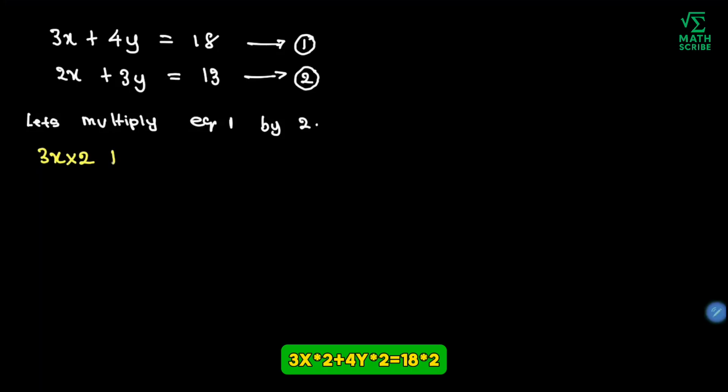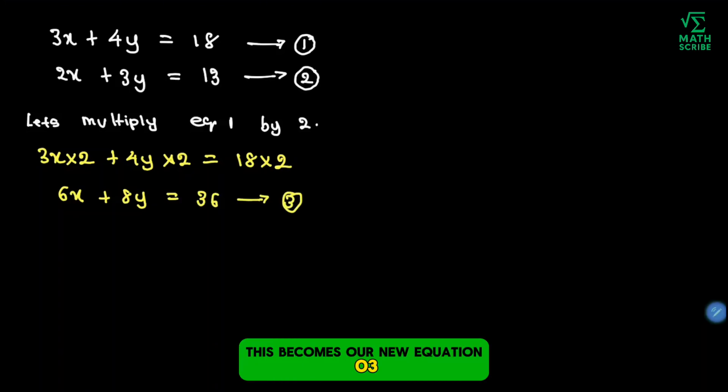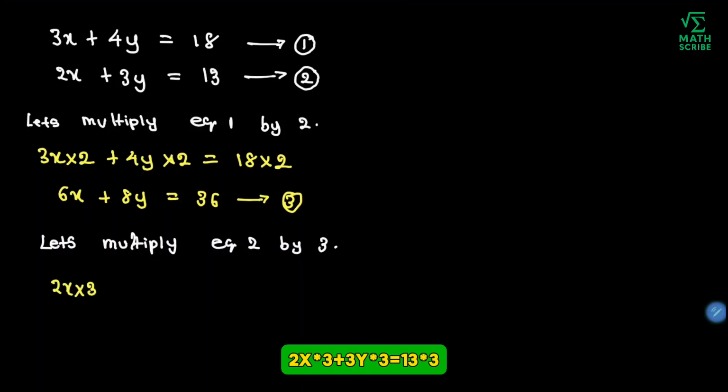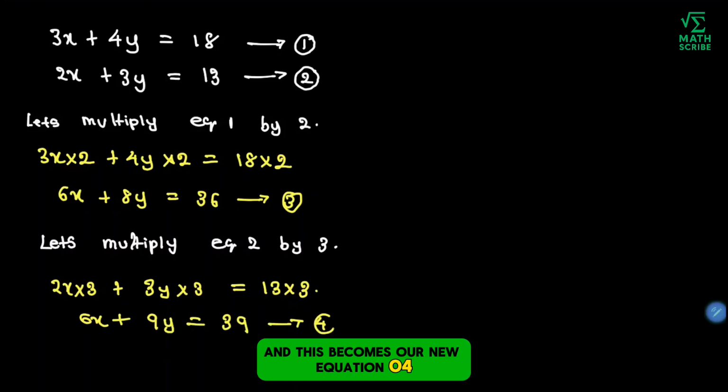3x times 2 plus 4y times 2 equals 18 times 2. This gives us 6x plus 8y equals 36. This becomes our new equation 3. Next, let's multiply all of equation 2 by 3. 2x times 3 plus 3y times 3 equals 13 times 3. This gives us 6x plus 9y equals 39. And this becomes our new equation 4.